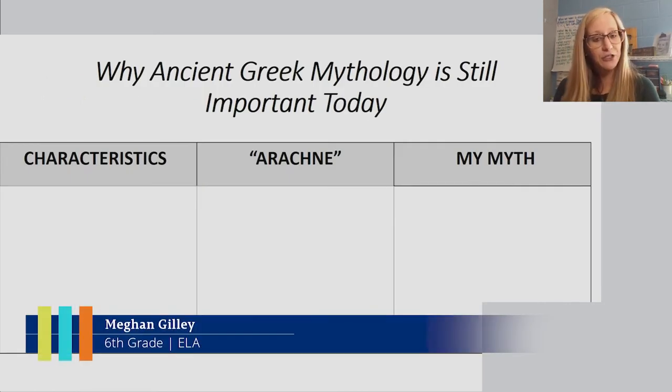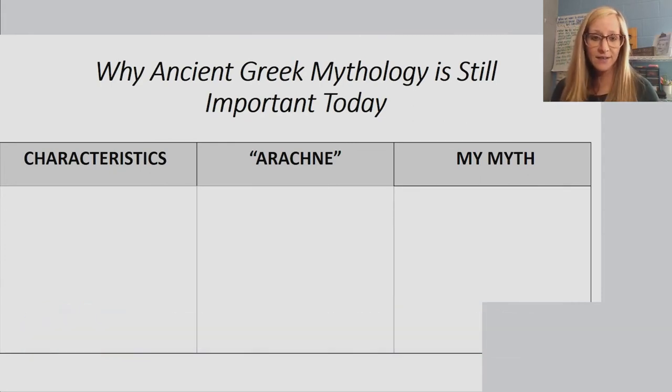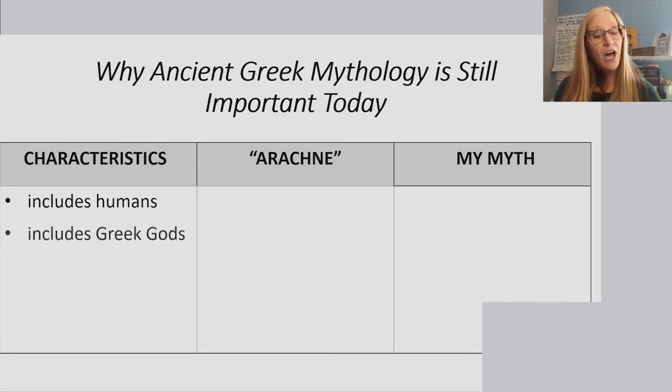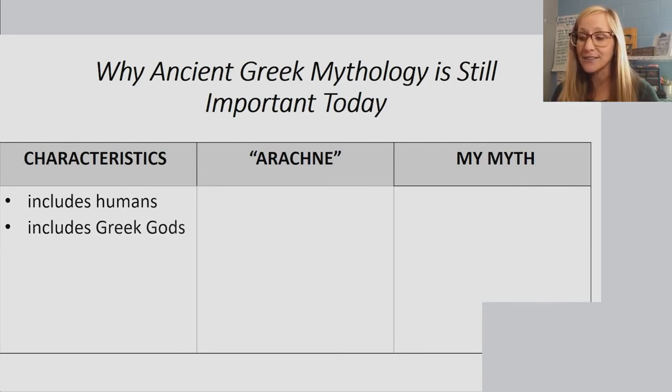In the column that says characteristic, I want you to make a bullet point, and I want you to write, one, it includes humans. So jot that down in your chart under characteristics. We know that Greek myths include humans, but what else do Greek myths also include? Great job. They also include Greek gods.